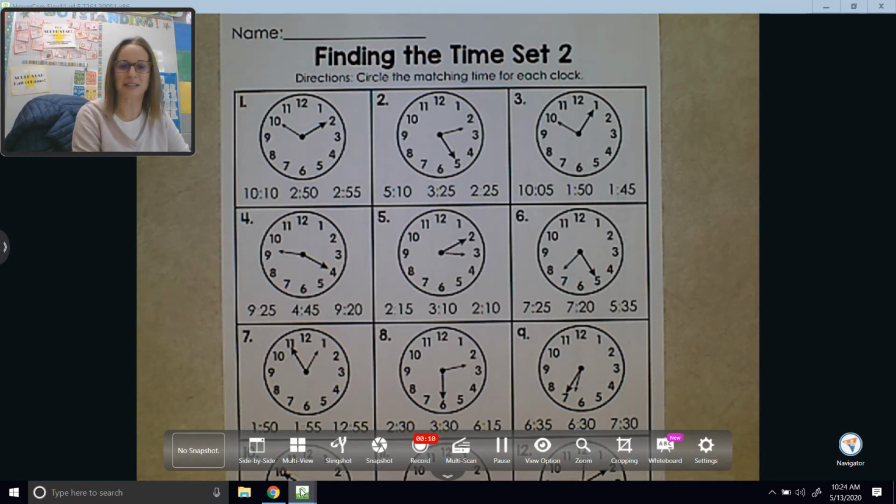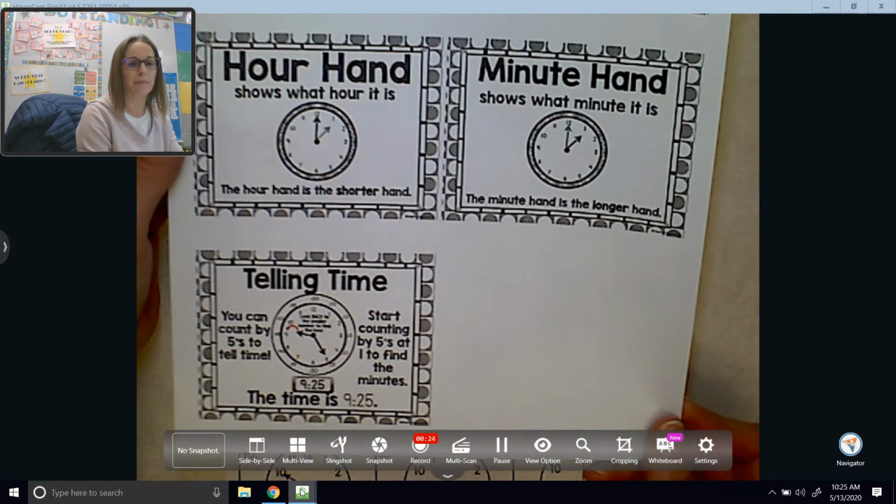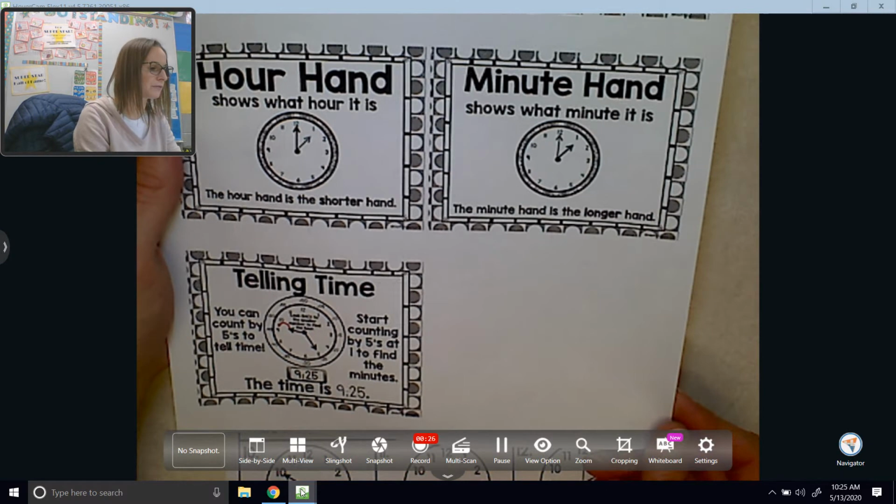Just a few things that I wanted to point out to you. Make sure you remember some of the resources that I've provided to help you. The first one I want to take a look at is finding the time, set 2. It looks like this right here. I want to remind you, in that math packet I included some handouts for time.